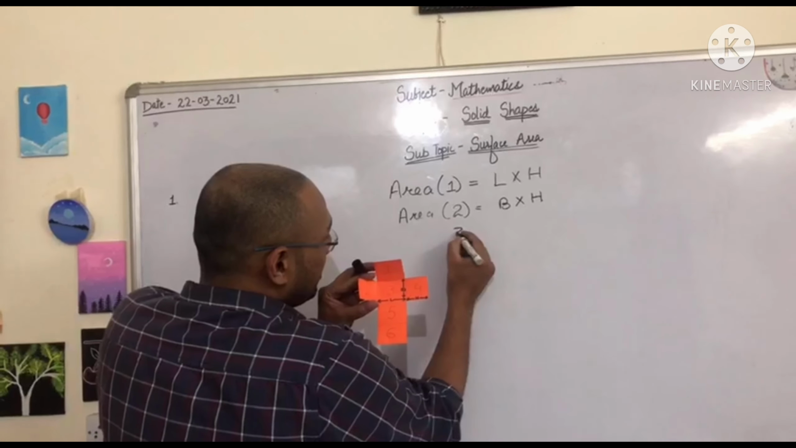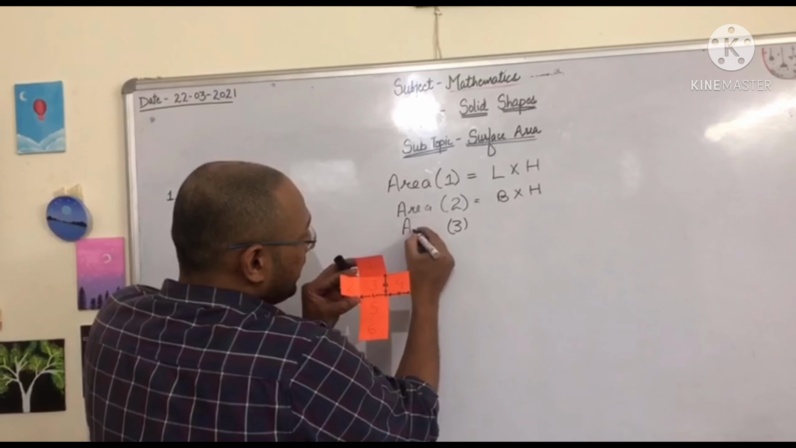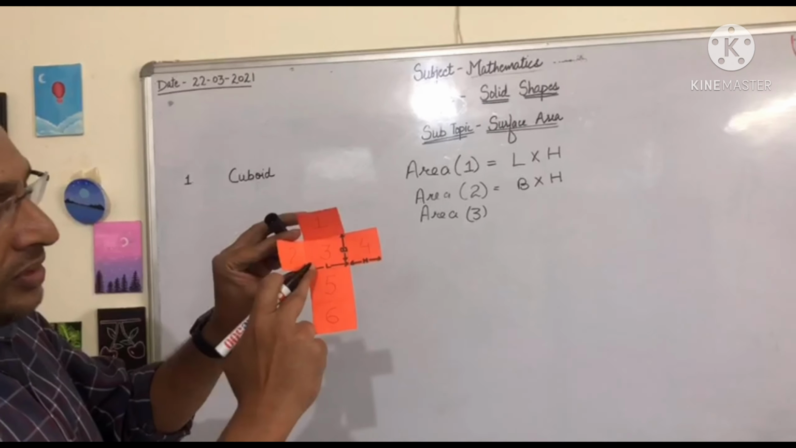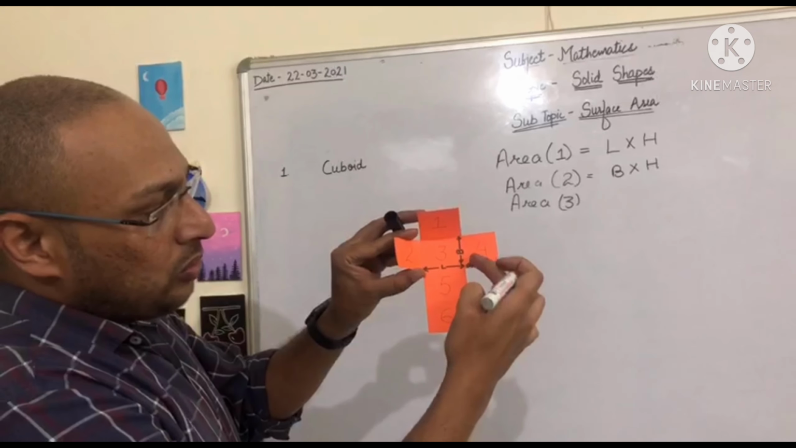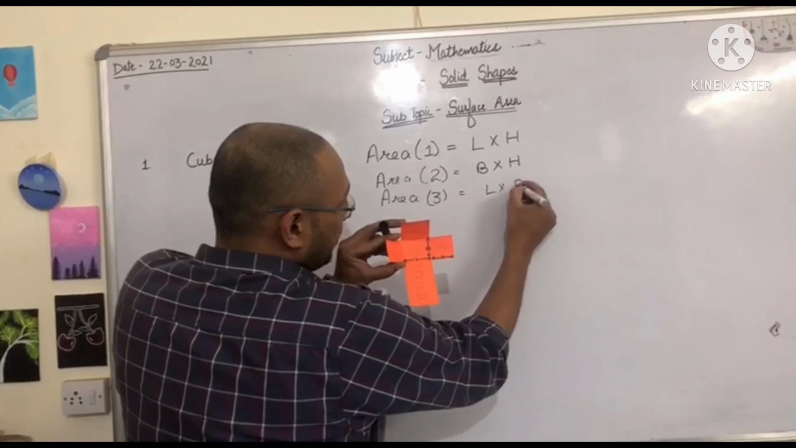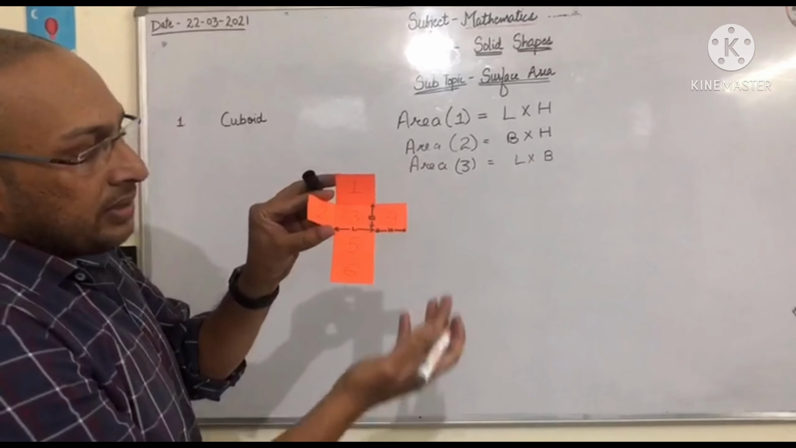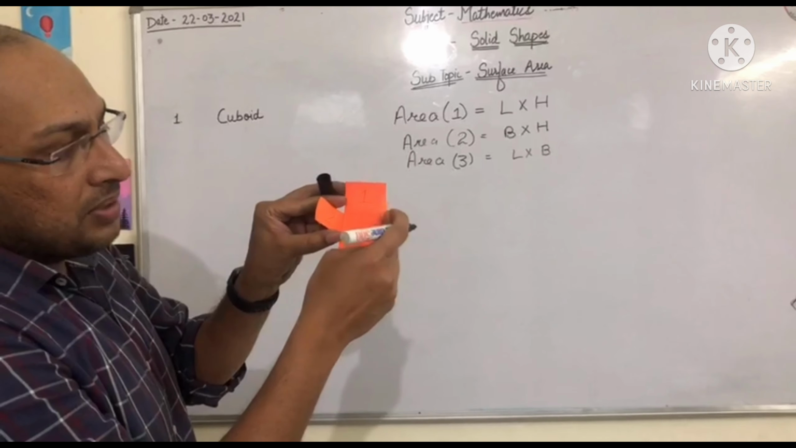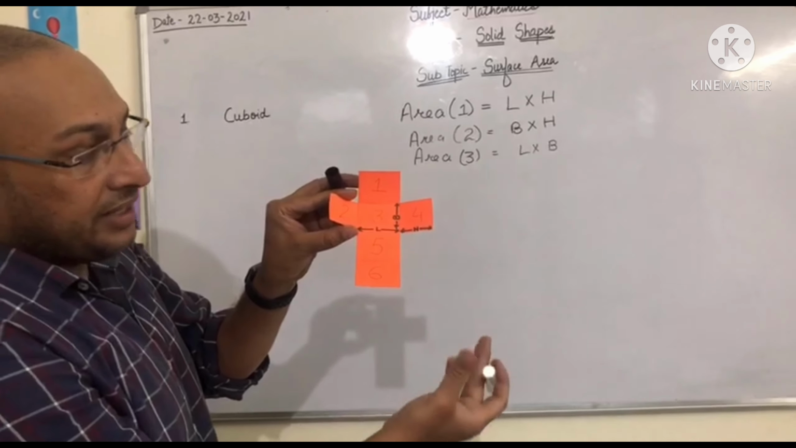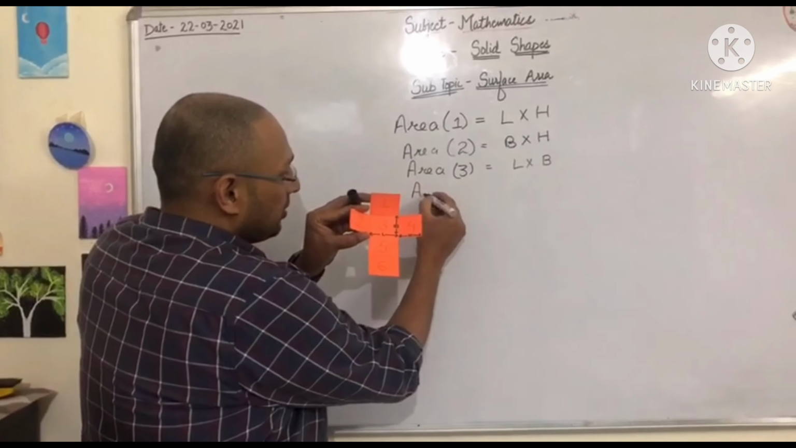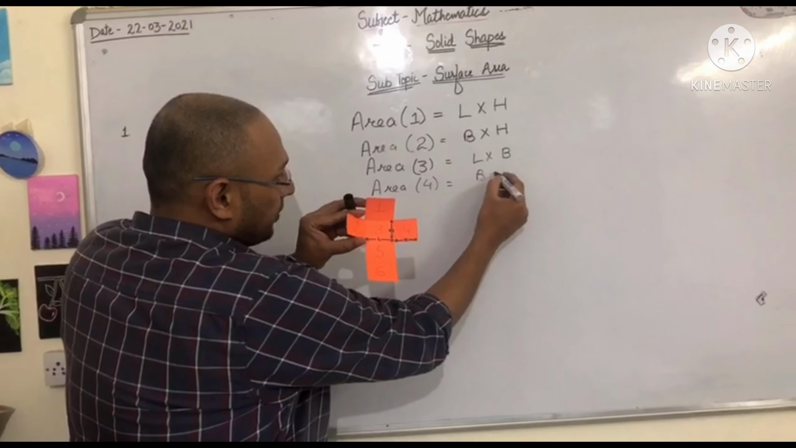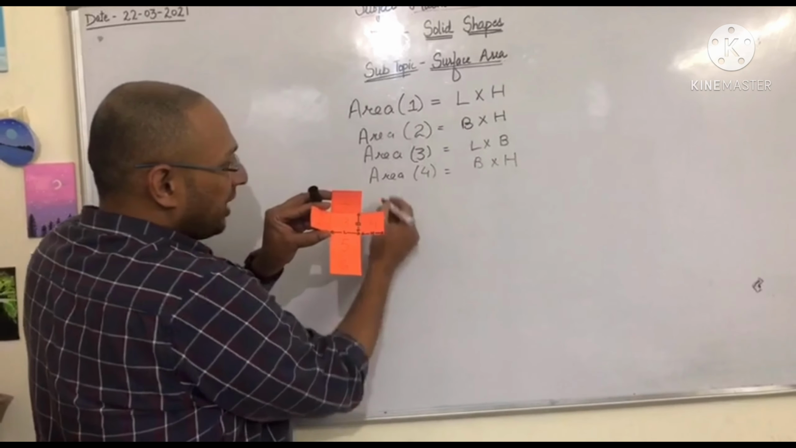Similarly, we'll calculate the area of face number 3. It would be simple length into breadth. Face number 4 is again folded up. So the area would be this breadth into height. So area of face 4 would be breadth into height.